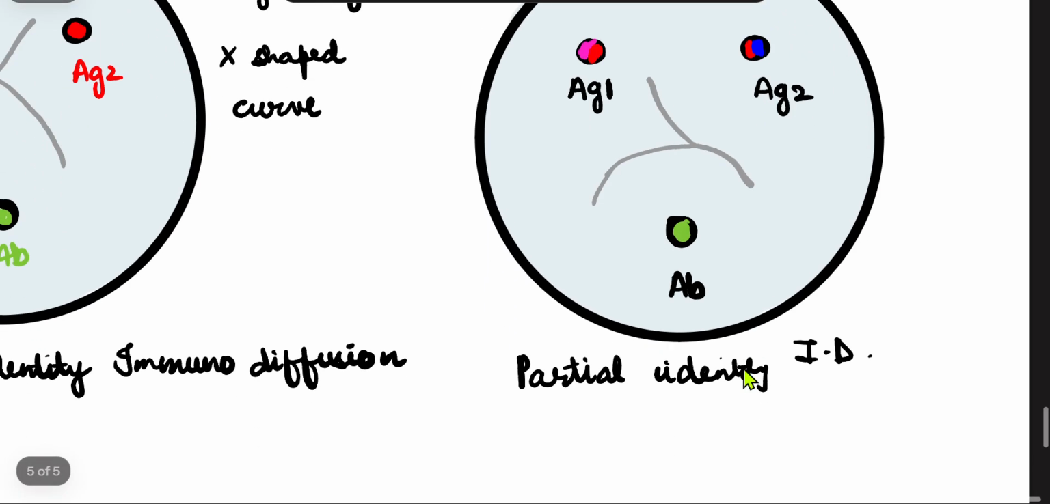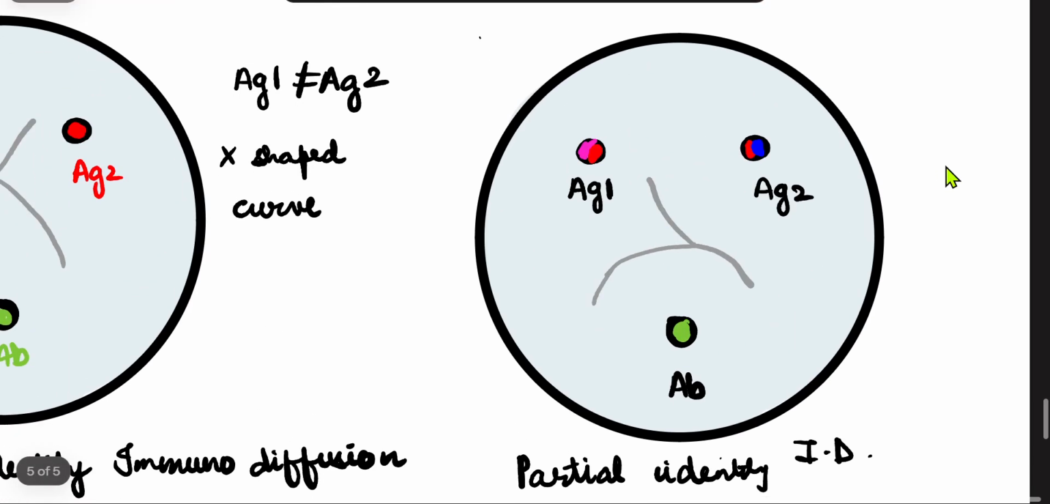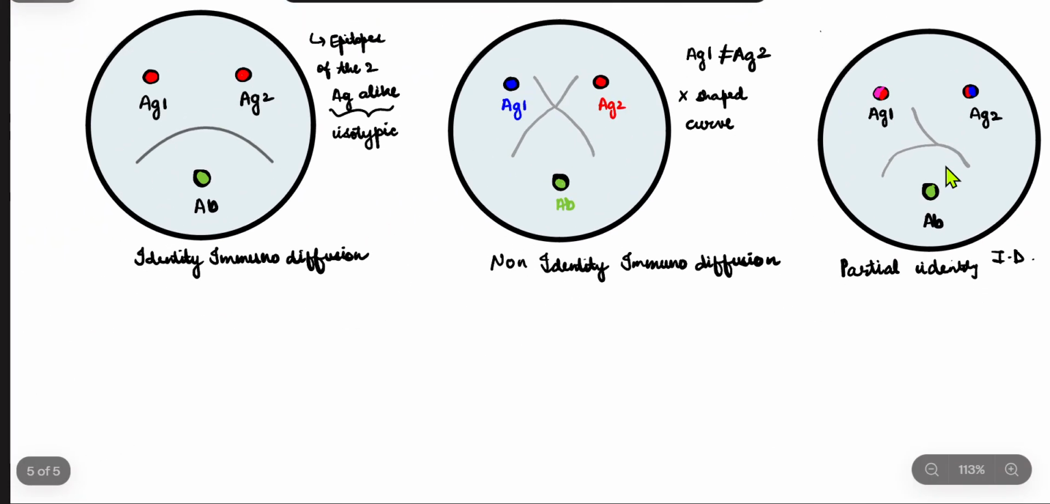And this is what we call the partial identity immunodiffusion. So these three kinds of immunodiffusion can come, and if you are aware of the kind of curve which we get from any one of them, you will be very sure what kind of immunodiffusion that is. So this is the whole concept of Ouchterlony immunodiffusion.